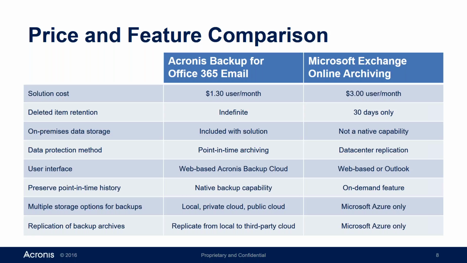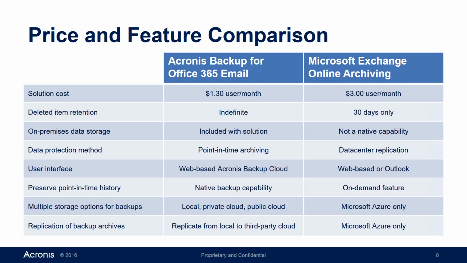When you talk about preserving point-in-time history, Exchange Online archiving has a native backup capability, but it's an on-demand feature, so it's pay-per-use. You can select multiple storage destinations with Acronis. With Microsoft Exchange, the only destination would be Microsoft Azure, so you are limited on the destination. On replication backup, you can also replicate the data from local to a third-party cloud. If you're performing the backup from Office 365 locally, you can replicate the same data to another cloud as well if you want. With Microsoft Exchange, you cannot do that.